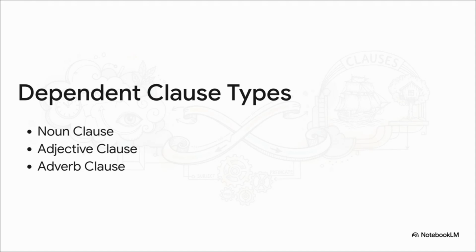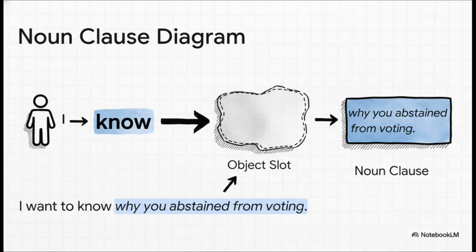And hey, just like we saw with phrases, these dependent clauses also get their names from the job they do. They can function as a noun, an adjective, or an adverb inside the bigger sentence. So a noun clause is a whole clause that's working as a noun. Check out the example. I want to know. Know what? Why you abstained from voting. That whole chunk of words is the what. It's acting as the object of the verb know.